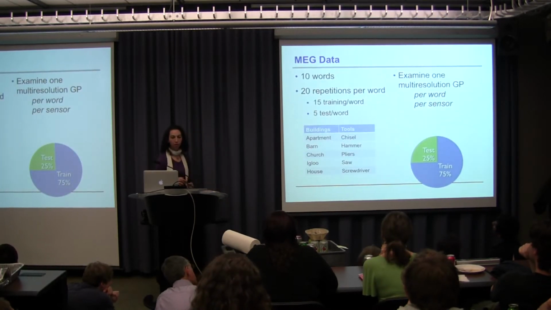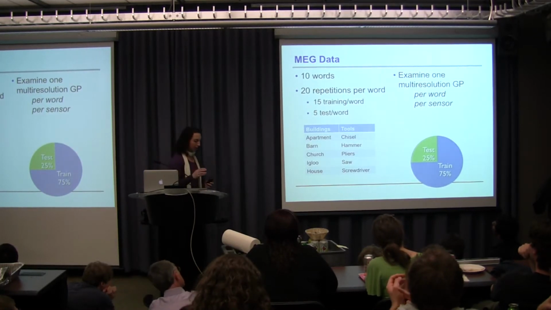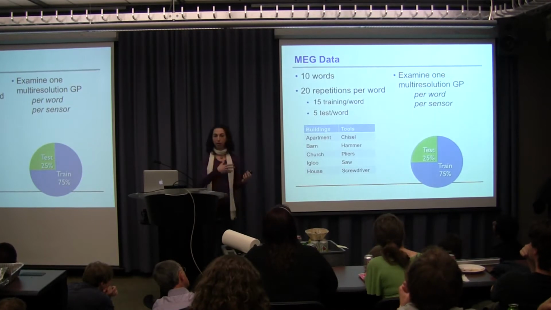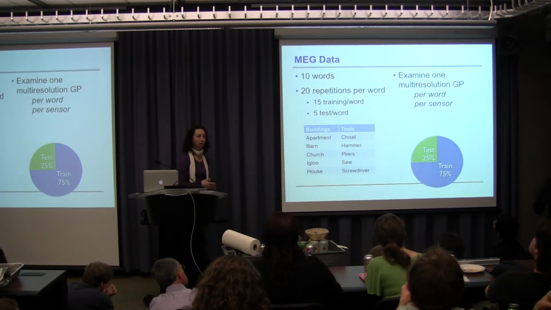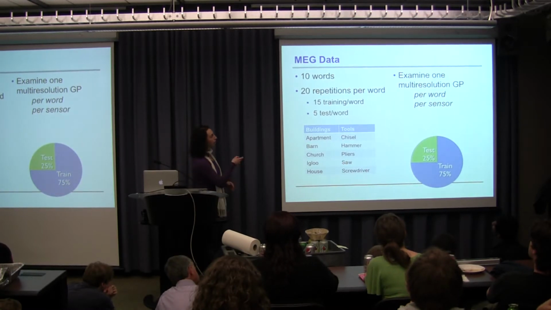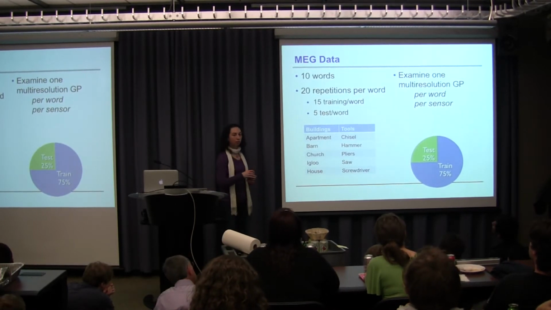Okay, so now let's return to this MEG data. And here, we're not going to look at classification, we're just going to look at the fit of this model to the data and the interpretability of the change points. And so for this, we're just going to look at 10 words. And again, for each word, we have 20 repetitions of that word. We're going to use 15 of them for inferring this hierarchical partition.